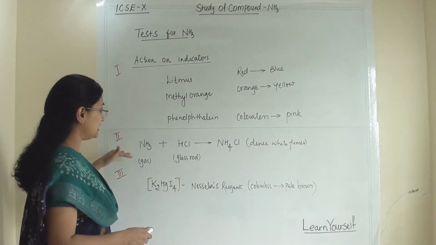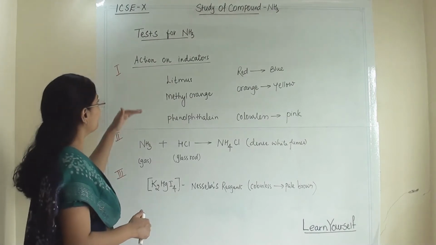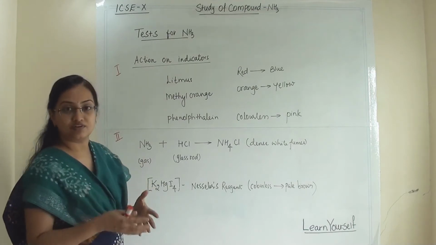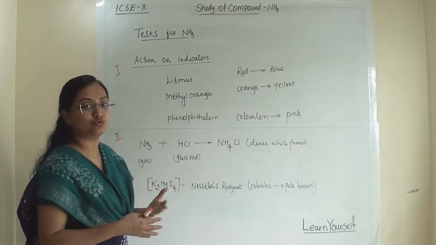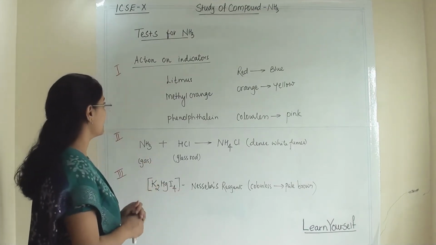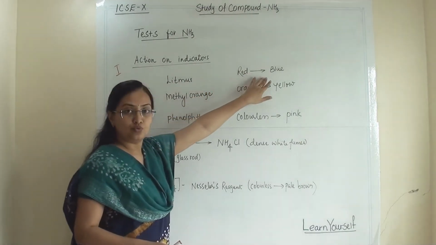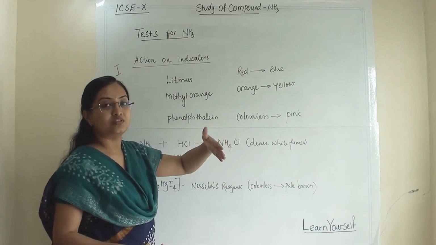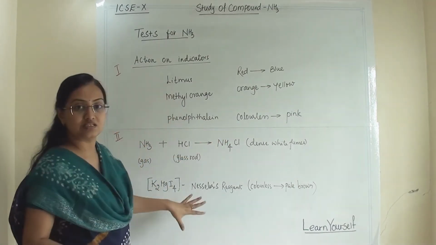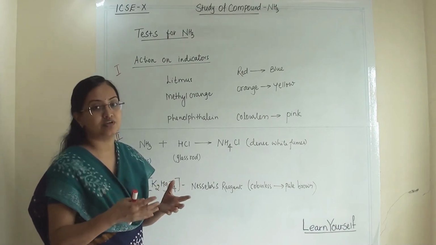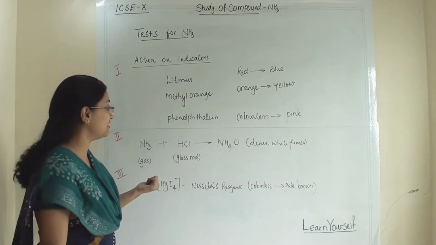There are three types of tests. First is action on indicators. With the help of an indicator we will get to know that yes, this is ammonia gas. First is litmus. It will turn from red to blue when it comes in contact with ammonia. Basically, you have to memorize all these details, and repetitive reading will help you memorize this kind of detail.